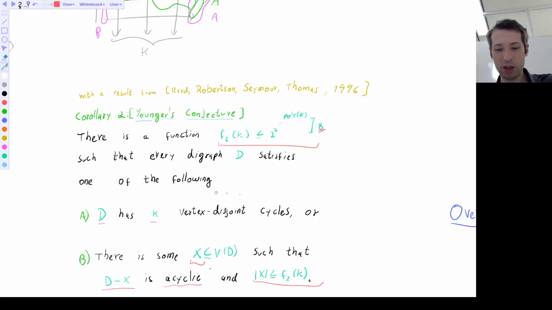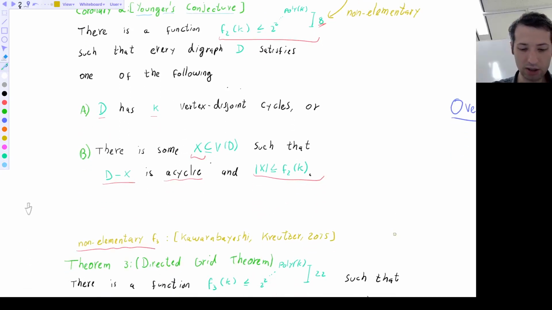Reed, Robertson, Seymour, and Thomas proved something similar. This is what people call Younger's conjecture. However, the function that they gave here, as before, is non-elementary. So on our way to get an elementary bound for the directed grid theorem, we also get an elementary bound for Younger's conjecture. And to the best of my knowledge, this is the first improvement of the bound for this conjecture.